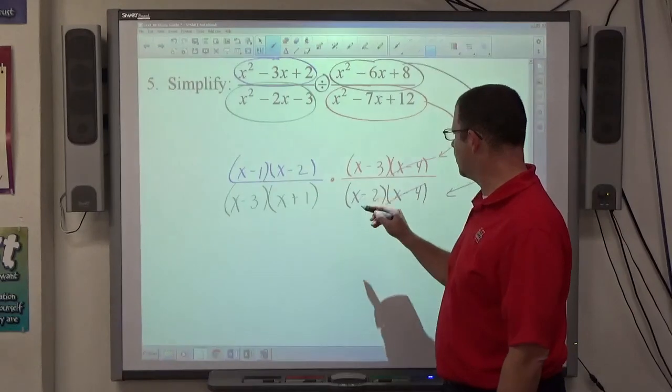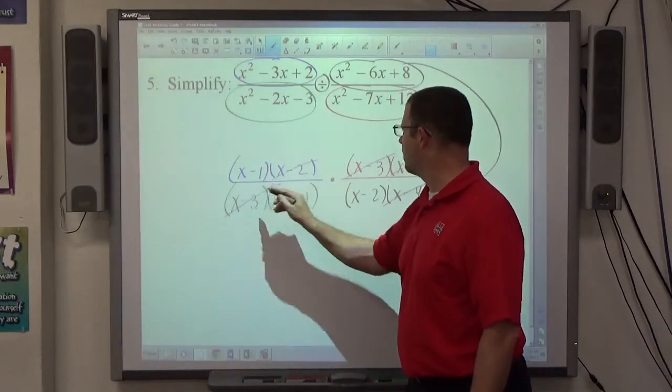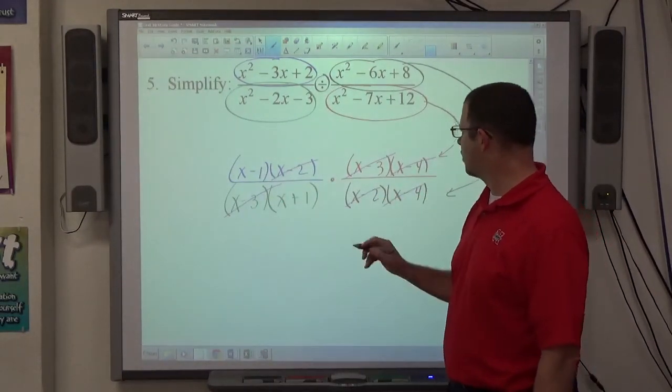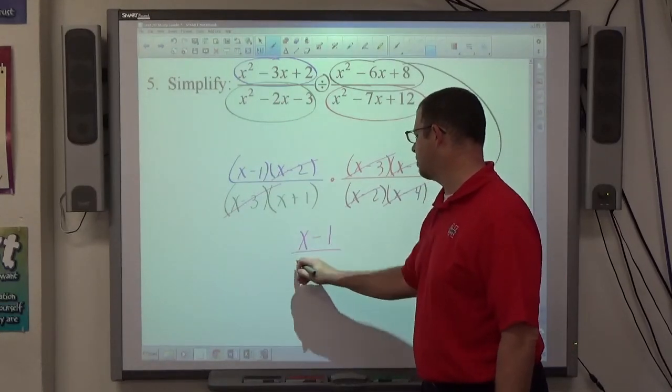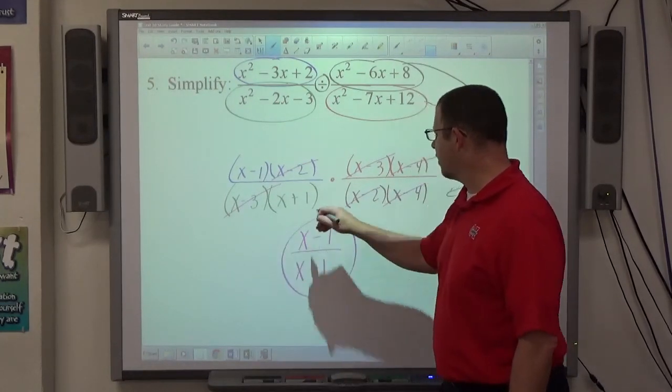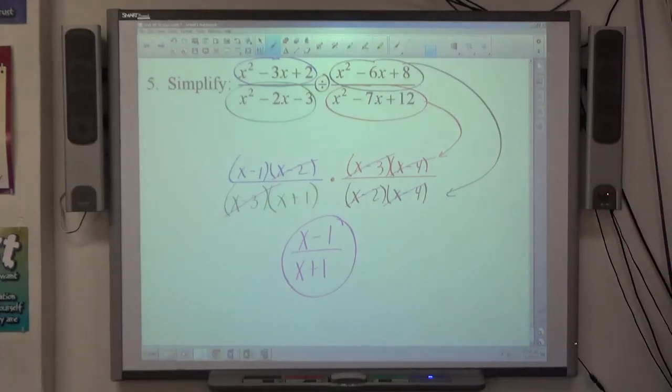This matches this. X minus 3 matches x minus 3. X minus 2 matches x minus 2. What's left on top is x minus 1, on bottom x plus 1. Again, on this specific test, you can expect that to happen again. So everything should cancel except for one thing on top and bottom.